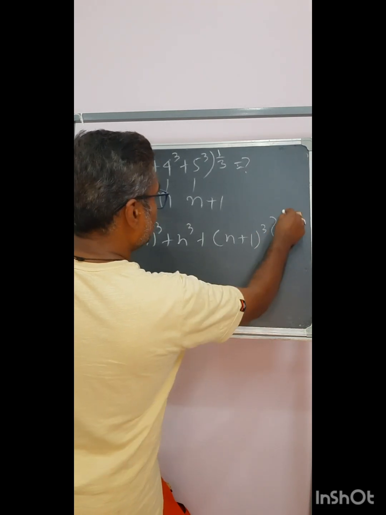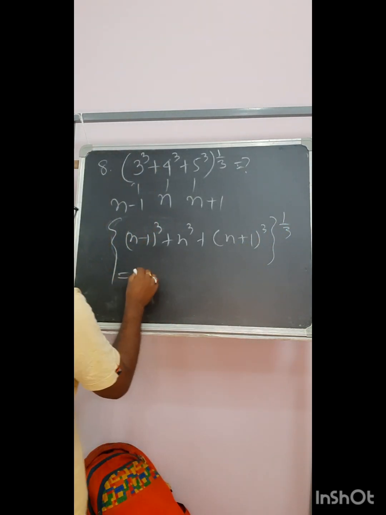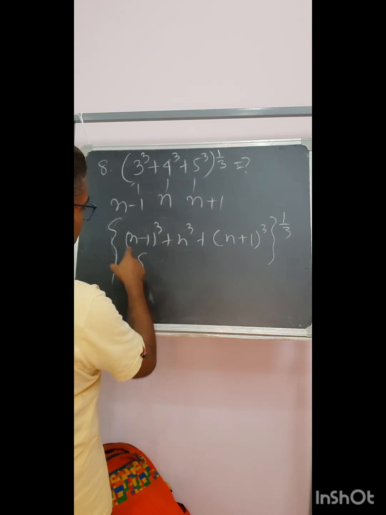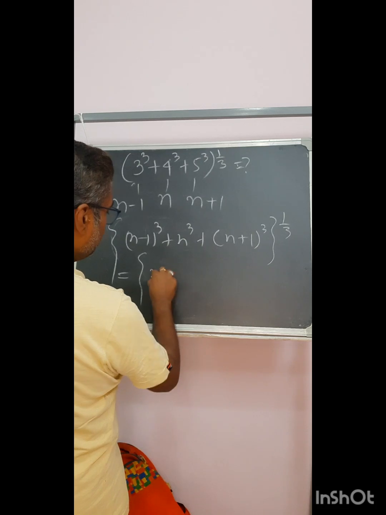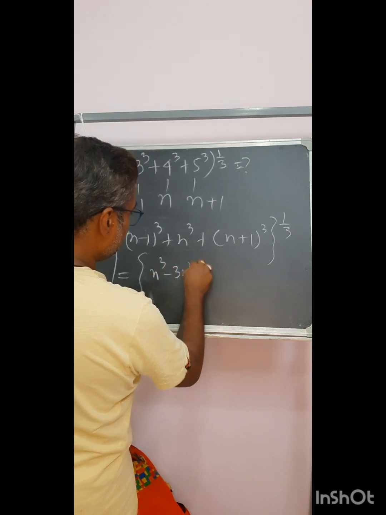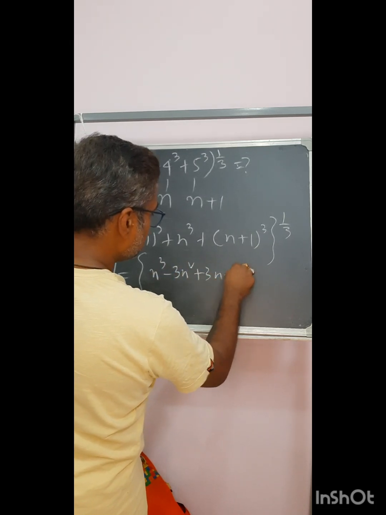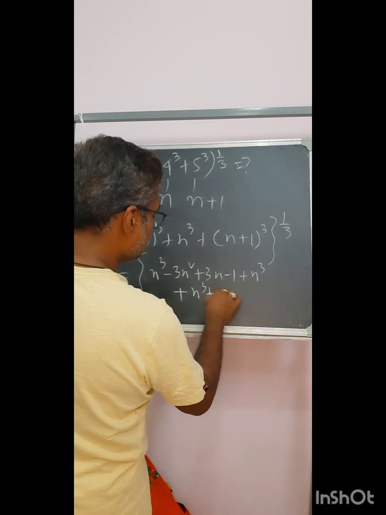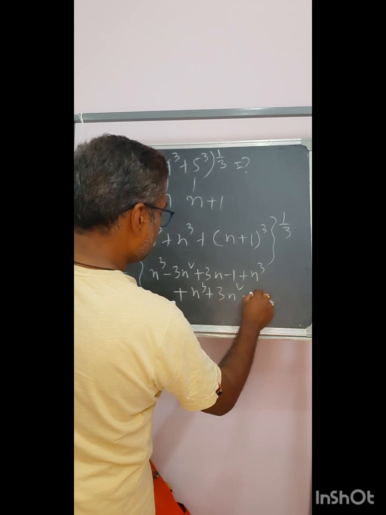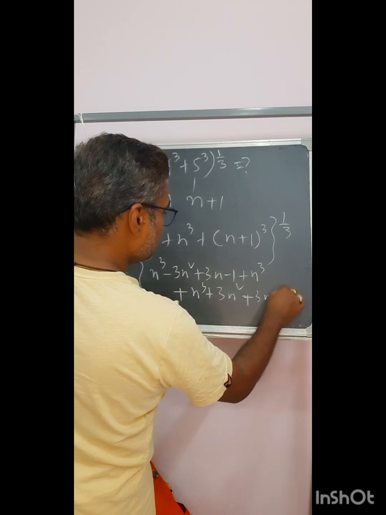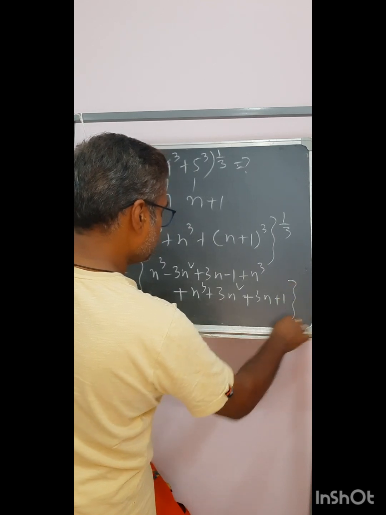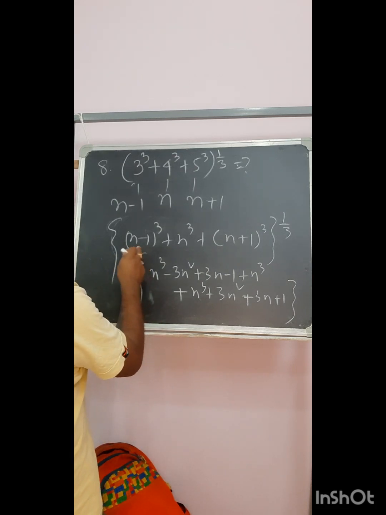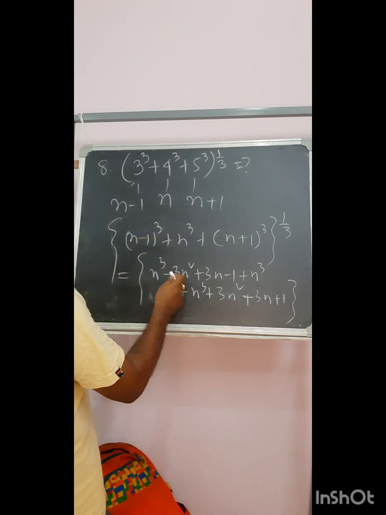Let's see if it can be brought to any pattern, so that if any number changes, I can put the values directly according to the n value. So n cube minus 3n square plus 3n minus 1, plus n cube, and here it is n cube plus 3n square plus 3n plus 1. So this is the expansion I am doing, because of the formula you know, a minus b whole cube, that is this formula.